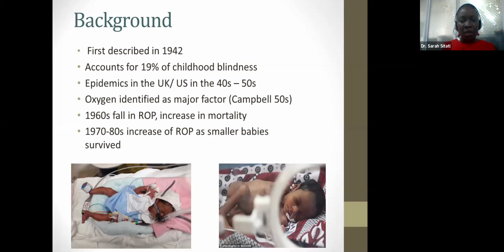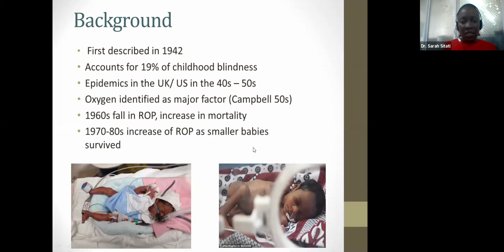Later on, apart from prematurity, they identified oxygen as a major factor that was important in causing ROP. And so after that discovery, there was an attempt to reduce the amount of oxygen given to premature babies so that you can reduce the amount of blindness that was being caused by this condition. But the result of that was that, yes, there was a fall in the incidence of ROP and ROP blindness, but there was an increase in mortality of the premature babies. We know that premature babies have poorly developed lungs and usually need oxygen to be able to survive for the first few weeks of life.